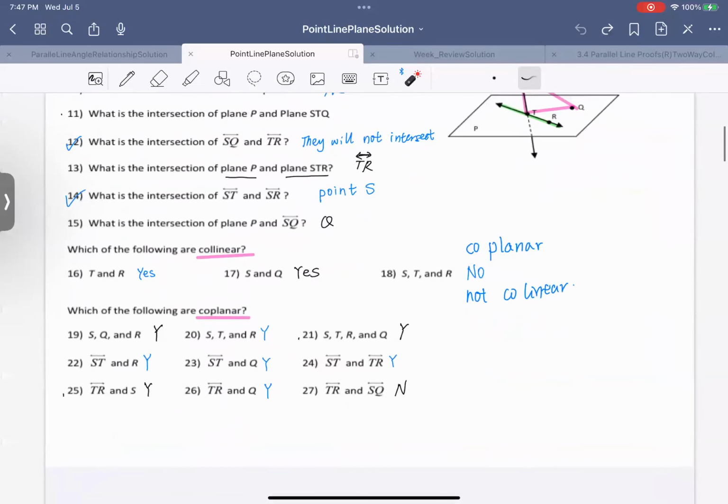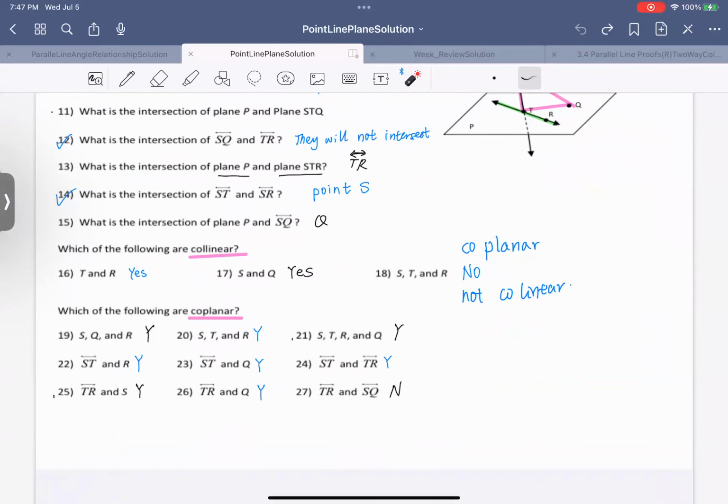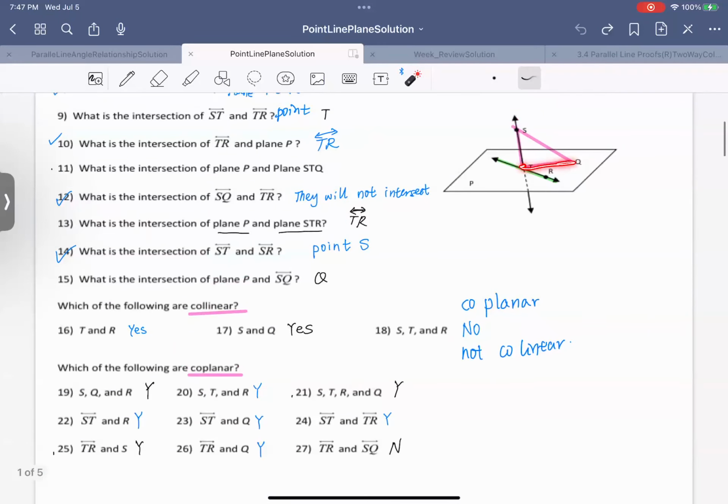Now let's check the coplanar and the collinear. Any point, you use a single capital letter to represent a point. You can also use a P. If you say plane P, that can also represent the plane. You use 2 capital letters to represent a line. Now we will answer those collinear questions, okay?